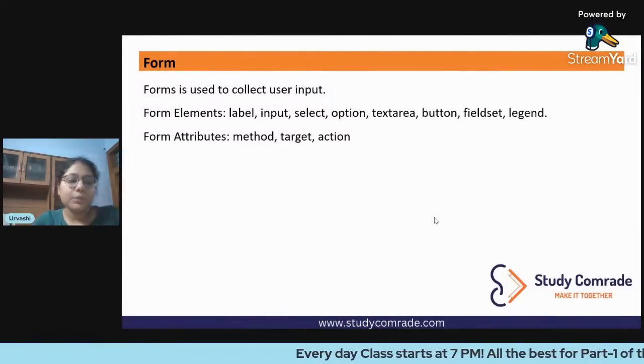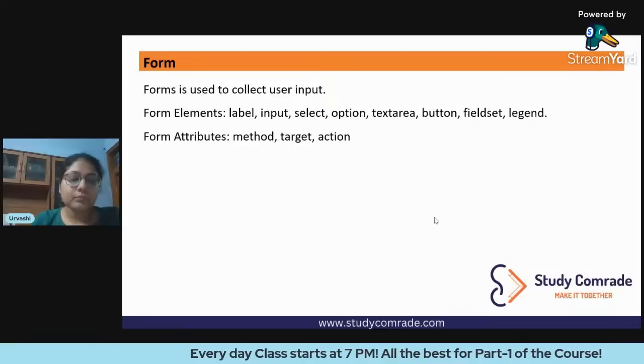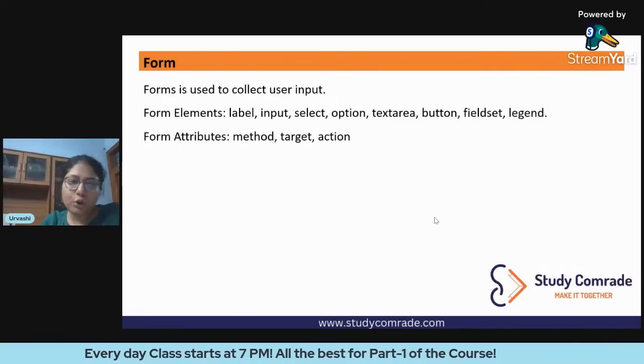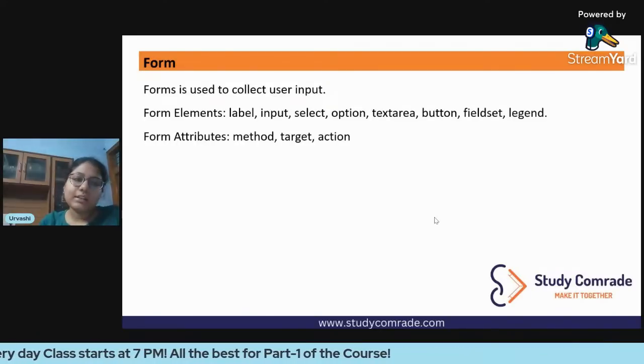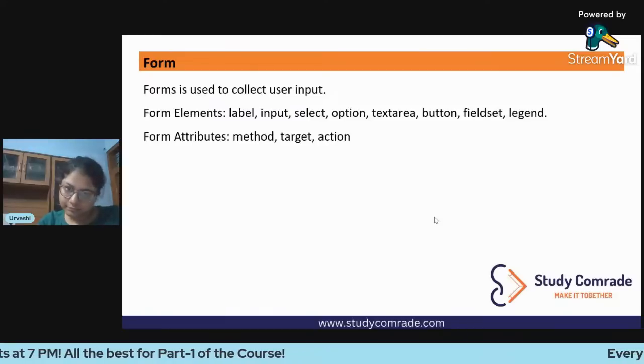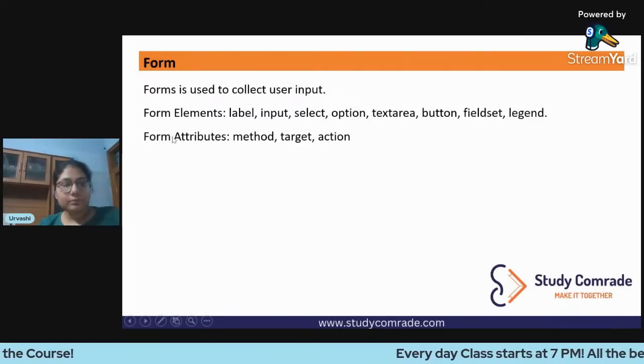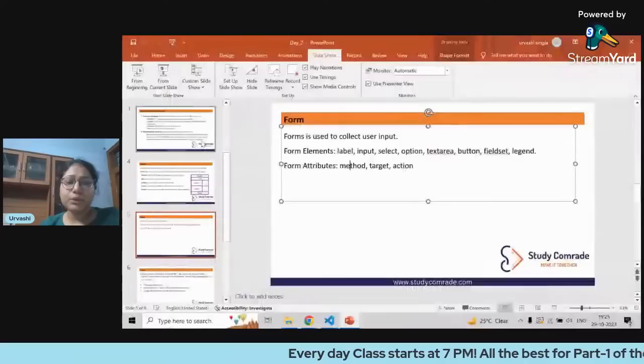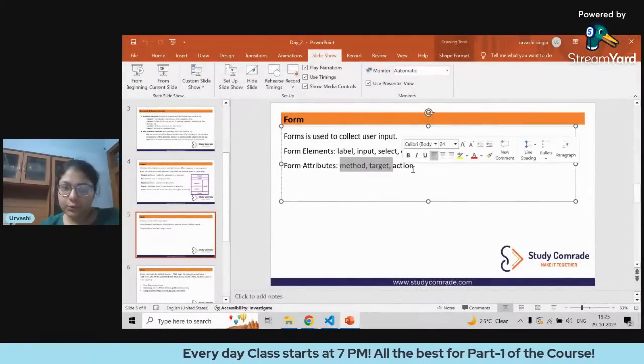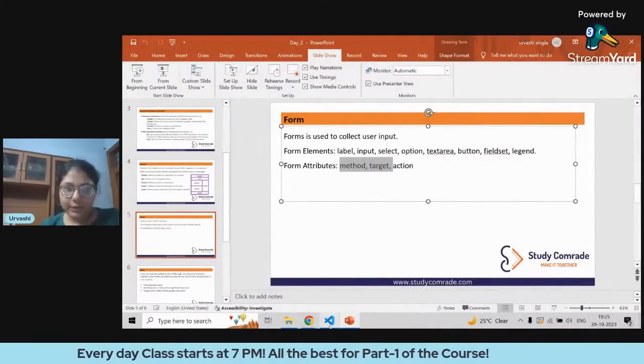Again, we have something called form elements: label, input, select, option, text area. All these are my form elements. We are going to see all these one by one. And then we have something called form attributes as well, so we are going to see that as well.